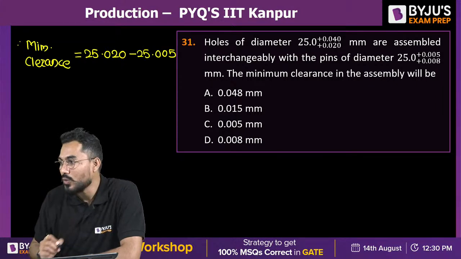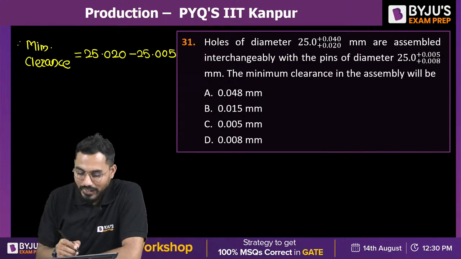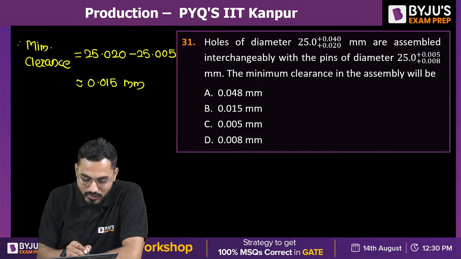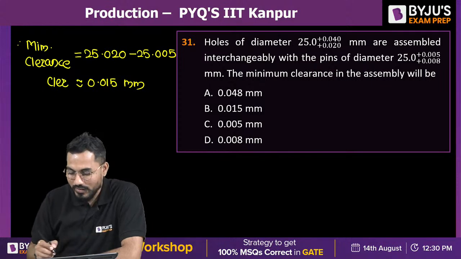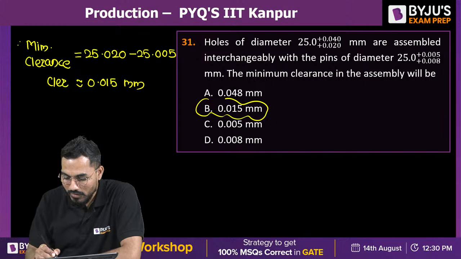25.005. Is it understood? Yes. So what is the answer? Very correct, Nagaswamy, absolutely correct. So I'll say that my answer will be coming 0.015 millimeter. This is my minimum clearance. And therefore I'll say that, sir, this will be my answer. Option B will be my answer.